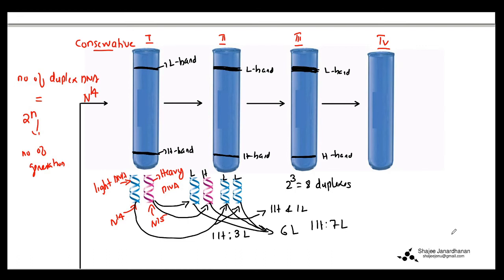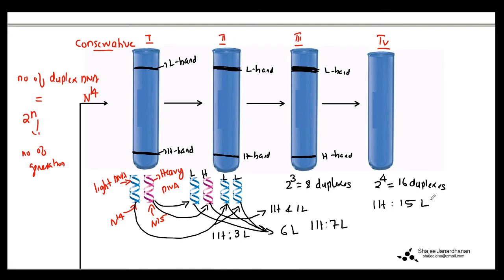Now coming to the fourth generation, you can use the same logic. You can see in the fourth generation there will be 2 raised to 4 duplexes, which is 16 duplexes. And you find that the concentration of the heavy band is still the same. So you are going to find one heavy and the rest 15 duplexes will be light.